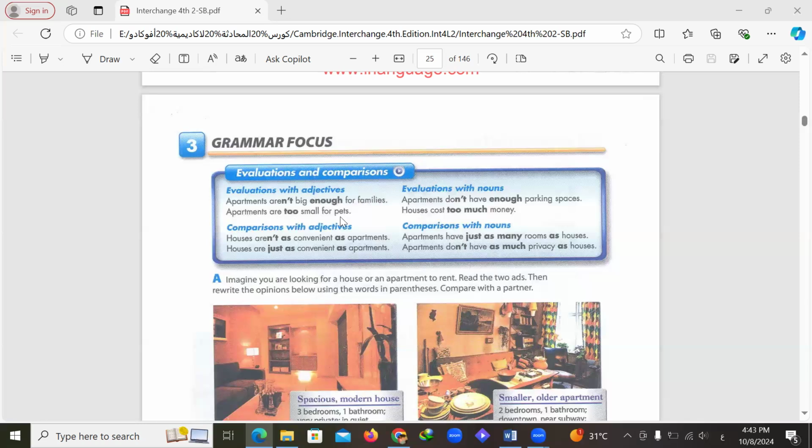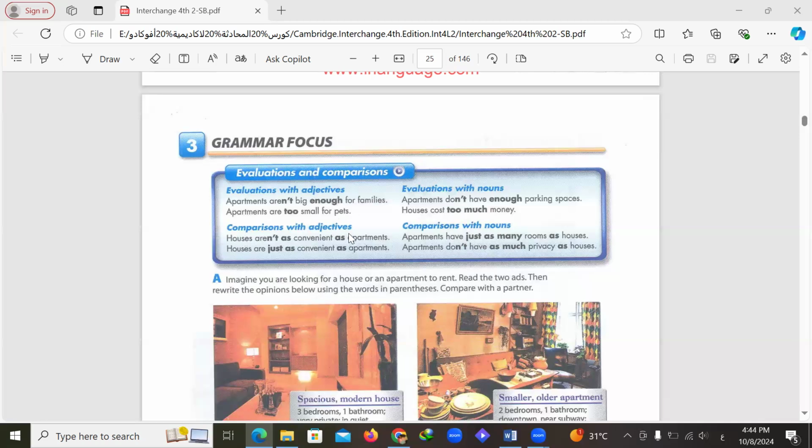Apartments are too small for pets. Houses cost too much money. Okay, I can use too with an adjective to make it negative, to make it difficult. Apartments are too small for pets. That means it's difficult and it's negative. Houses cost too much money. If I want to use too with nouns, I should put an adjective like this: too much money. Much here is an adjective.